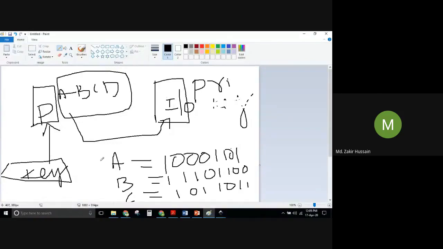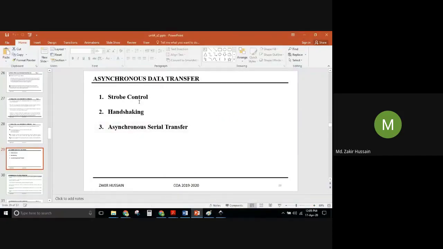But how is the printer aware that it has to receive these many bits for A, and that A is the start of this sequence, and then these many bits are for B, which is the second letter in the sequence, then C, and so on? There should be some mechanism between these two so that it understands what we mean here. That is what strobe, handshaking, and asynchronous serial transfer are all about.